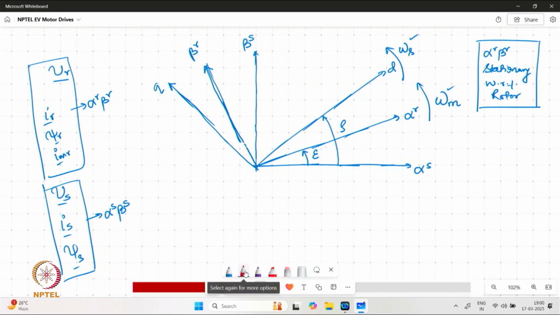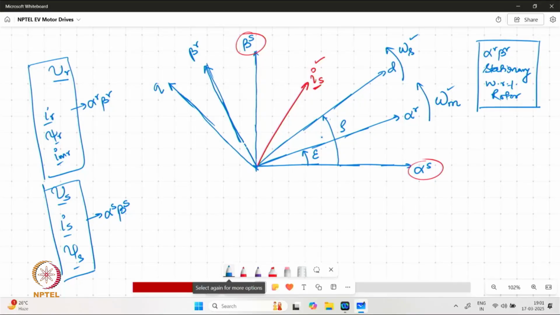Now, if we have a quantity in general, say a current vector, for example the stator current vector, because we are referring to Is, naturally it is defined in the alpha s beta s frame of reference. So if we are talking about Is in any other frame of reference, we need to have the appropriate frame axis transformation for the quantity Is.